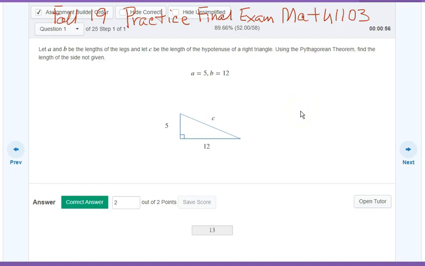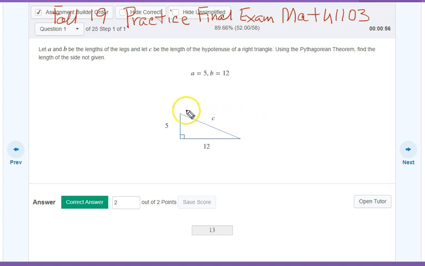All right, this will be a practice final exam for Math 1103, for those that are taking it, to give you an idea of what problems you might run into. And again, the protocol for doing this is you read it, try it out, and then we'll go over the solution.